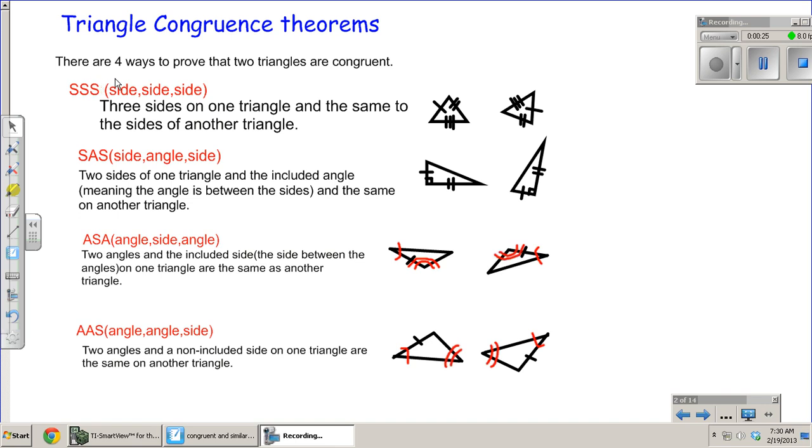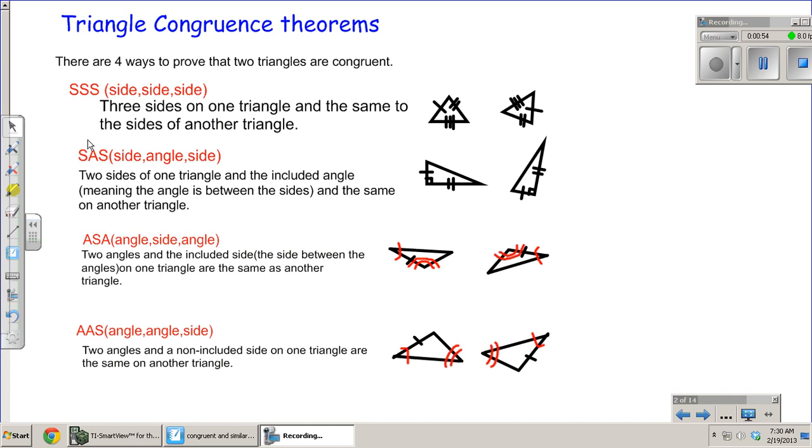One way is side, side, side, and what that means is if one triangle has three sides and another triangle has three sides that are just exactly like it, they're marked equal to each other, then those two triangles are congruent. We're going to mark those like side, side, side. If they have three sides that are the same, then the two triangles are exactly alike.